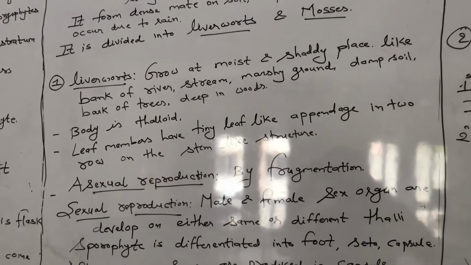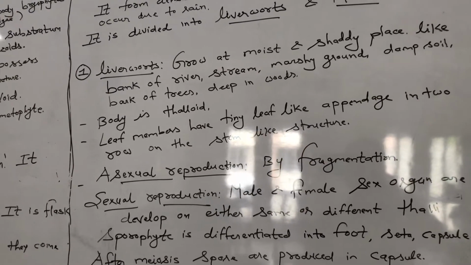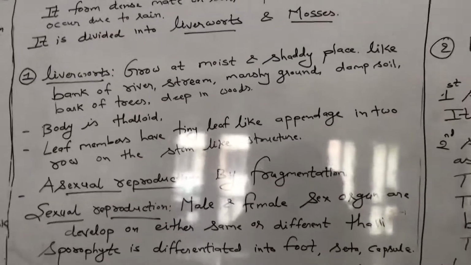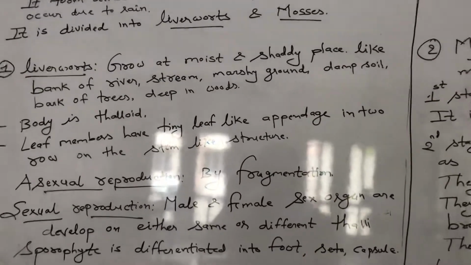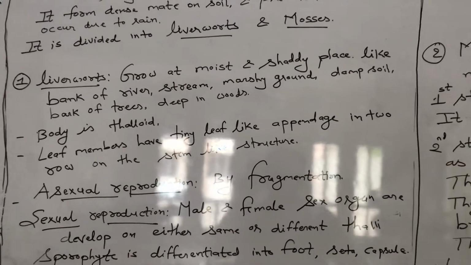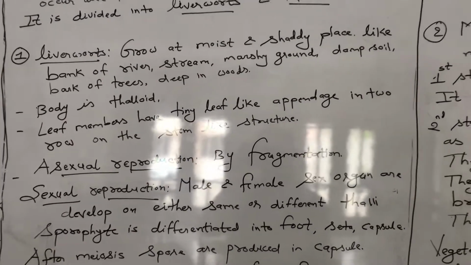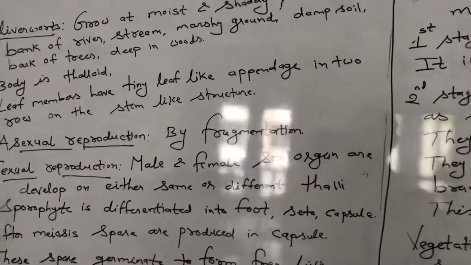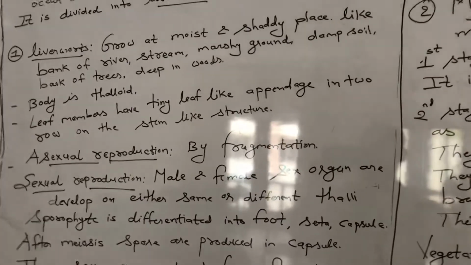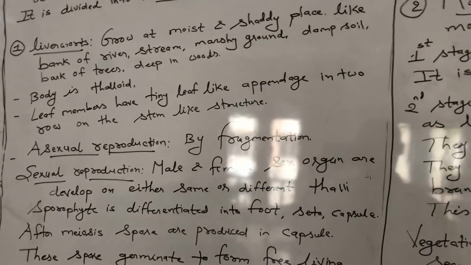Body. As we all know, bryophytes possess a thalloid body structure. So their body is thalloid. Then the leaf member has tiny leaf-like structures. See here, leaf-like. The word like is used. So it means it does not possess true leaves, but it possesses leaf-like structures, that is appendages in two rows on the stem-like structure. So a true stem is also not produced, but a stem-like structure. Originally there is no leaf and no stem, but it possesses a structure like a leaf as well as a structure like a stem.